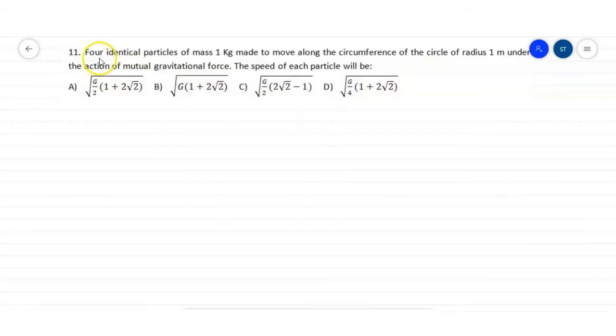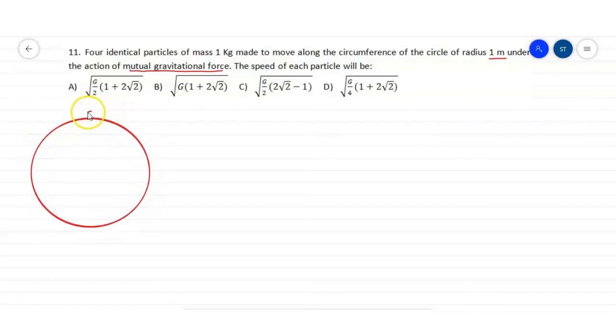Hello everyone. The question given is, 4 identical particles of mass 1 gram are made to move along the circumference of a circle of radius 1 meter under the action of mutual gravitational force. The speed of each particle will be. Different options are given. So first let us draw the given situation here.